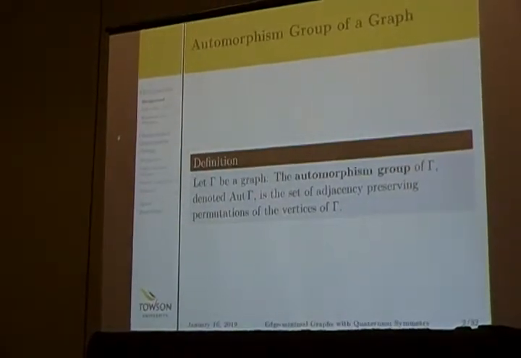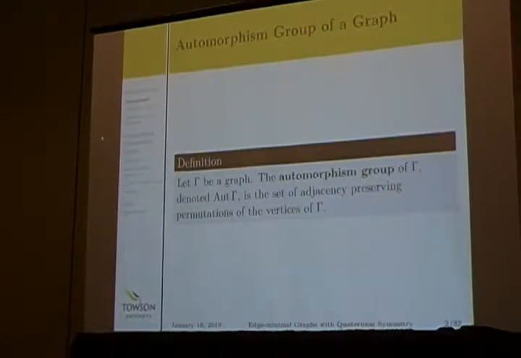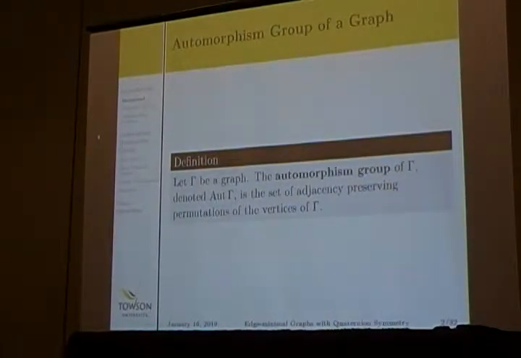So I'll start with a definition, and I'll let gamma be a graph. Throughout this talk, I'm going to assume that all graphs have no loops and no multiple edges between two vertices. The automorphism group of gamma is the set of adjacency preserving permutations of the vertices.